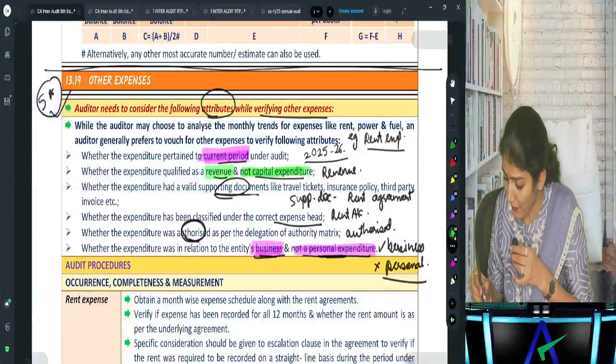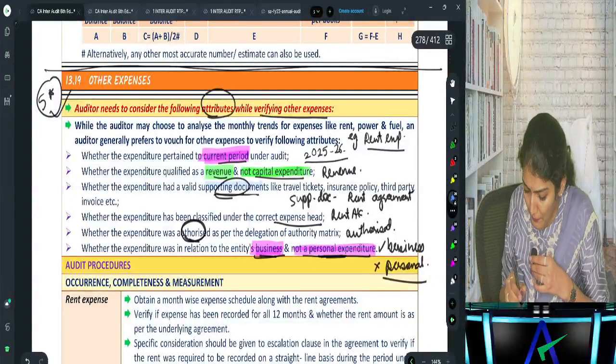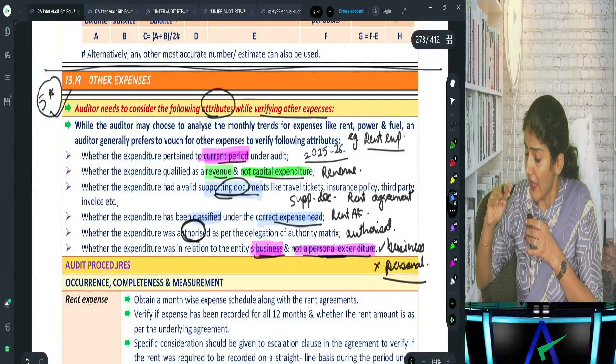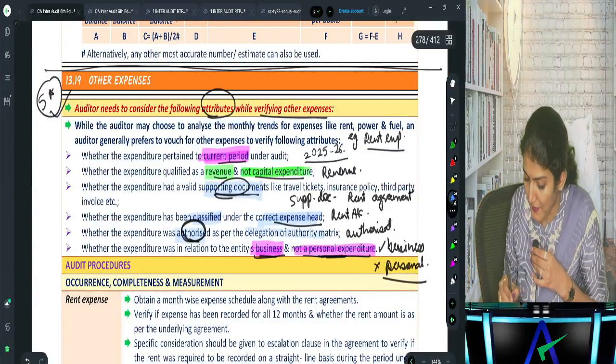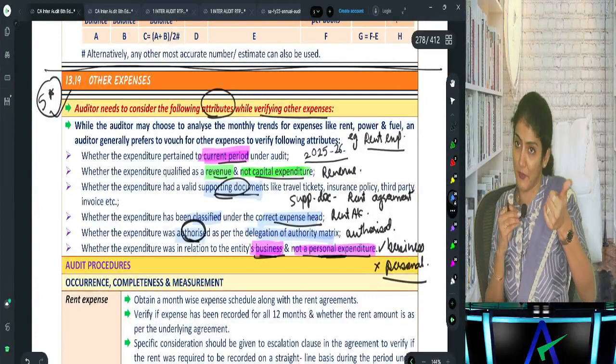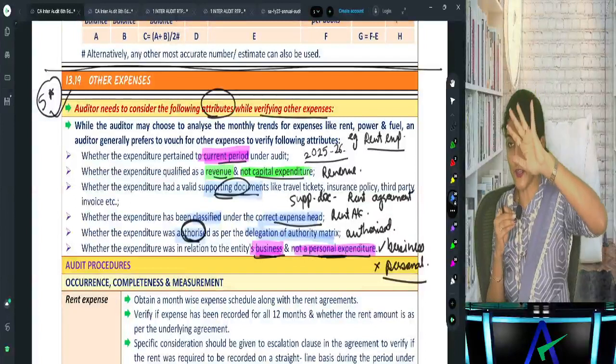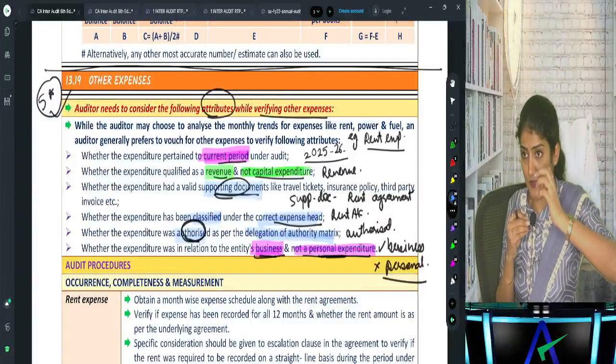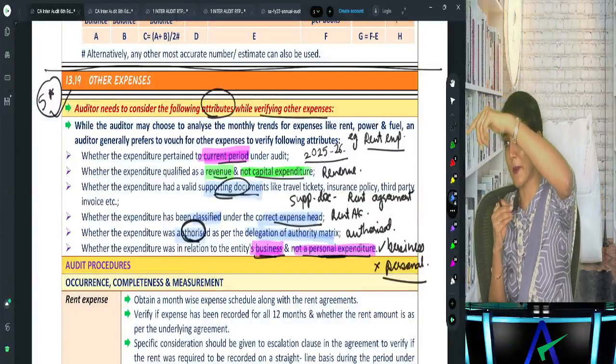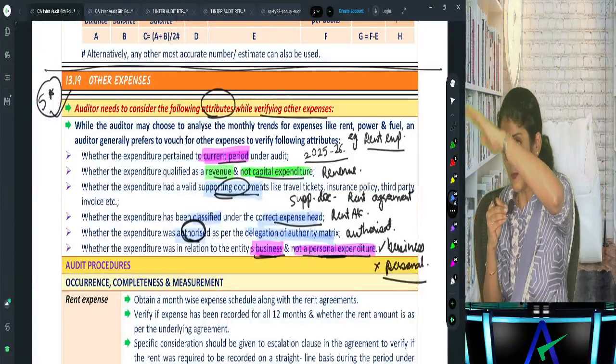Then obviously what you also need to check is the supporting document. Also check whether it has been correctly classified under the correct expense head, and authorized as per the delegation of authority matrix, right? So current period, then revenue expenditure, business expenditure. That means it should not be capital expenditure and it should not be personal expenditure.